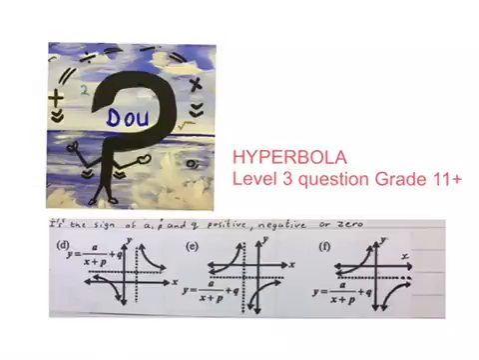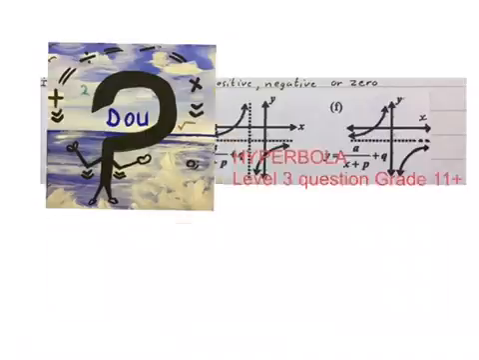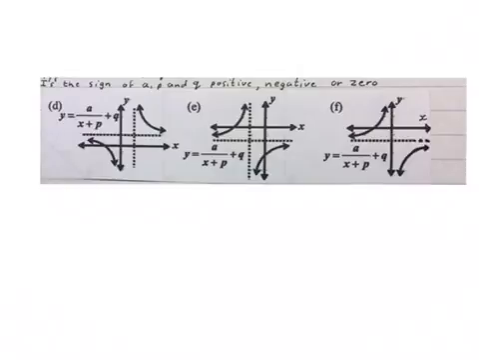Good day. In this video, we're going to look at how to sketch a hyperbola and then handle a few level 3 questions. That's part of grade 11 and 12. At the end of the video, you should be able to, by just looking at this picture, any one of these three, tell me whether the A is positive, negative, or equal to 0, B is positive, negative, or equal to 0, and Q is positive, negative, or equal to 0.